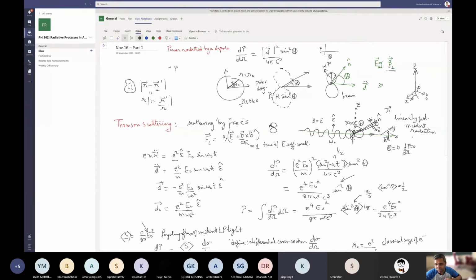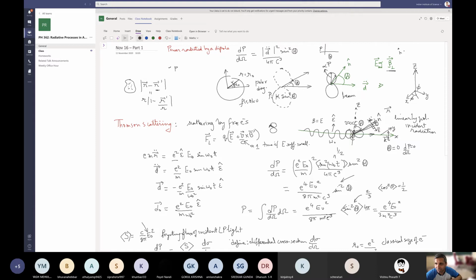So the incident radiation is polarized along z cap, right? And when we see it, it will be polarization along any line of sight. It will always be polarized perpendicular to n hat, but it will be in the plane of n hat and epsilon hat. So these two unit vectors, n hat and epsilon hat, make a plane, and that is the plane in which the electric field will lie, and it will be perpendicular to n hat.